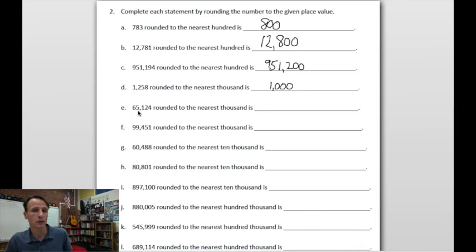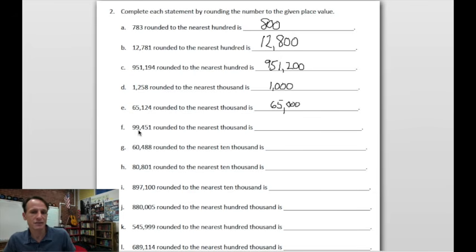65,124. We have, well, we could say it this way. We have 65 thousands. What would be 1,000 more? 66 thousands. Midpoint, 65,500. This would fall below that midpoint, so we would round it down to 65 thousands, aka 65,000. Moving quickly here, I told you.